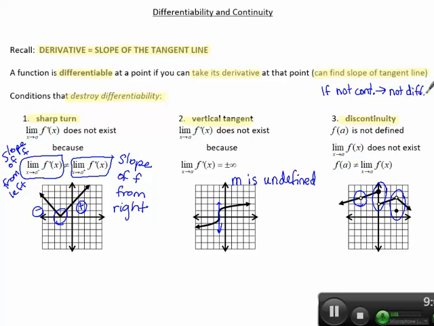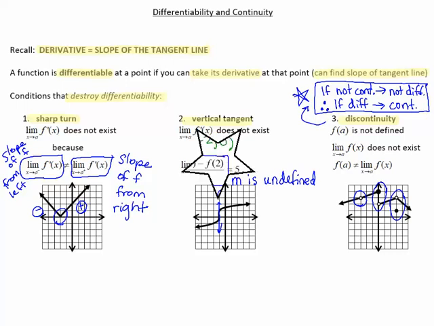So the contrapositive is also true. Therefore, if the function's differentiable, then the function has to be continuous. It has to be. So differentiability implies continuity, and that's a really important idea to take away from this.